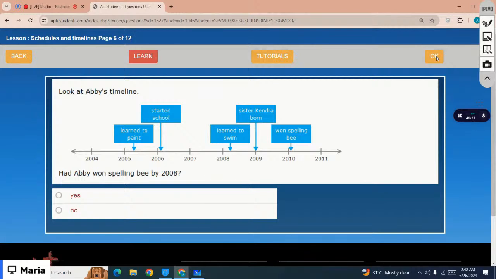Which is the correct option? The correct option is no, right? AB didn't win the spelling bee by 2008. The correct option is no.